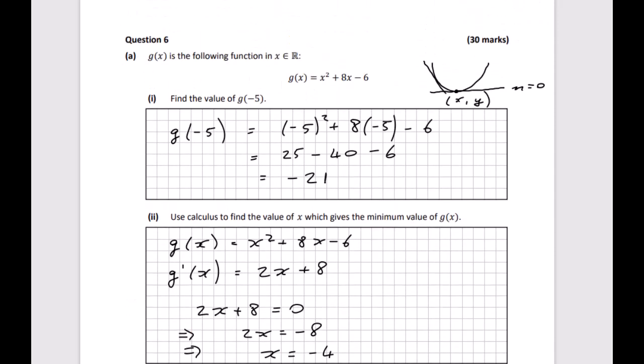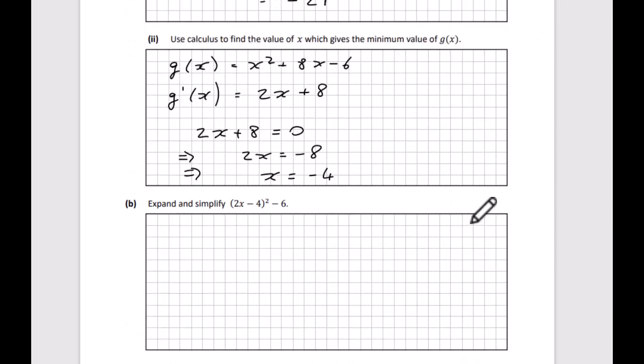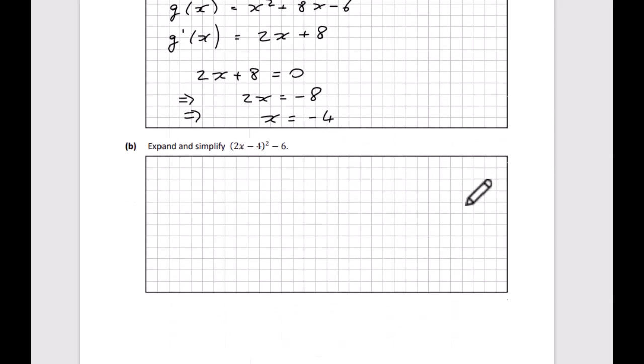So that just means that back up here, this x value here is minus 4. If we were asked to find the y value, we just put that minus 4 back into the original equation, and that'll give us our y value. Okay, so we weren't asked for that. We were just asked for the x value.